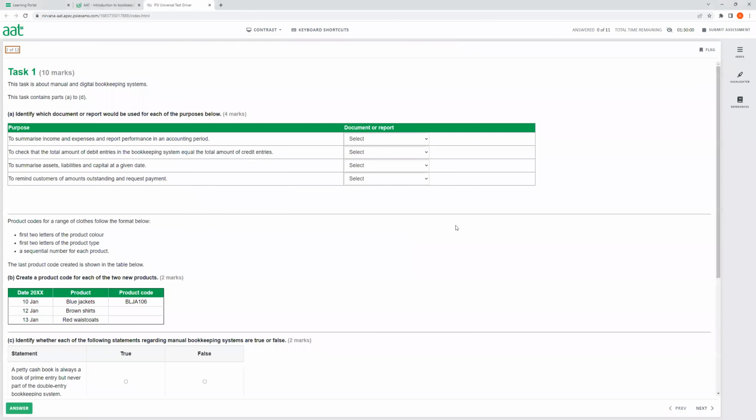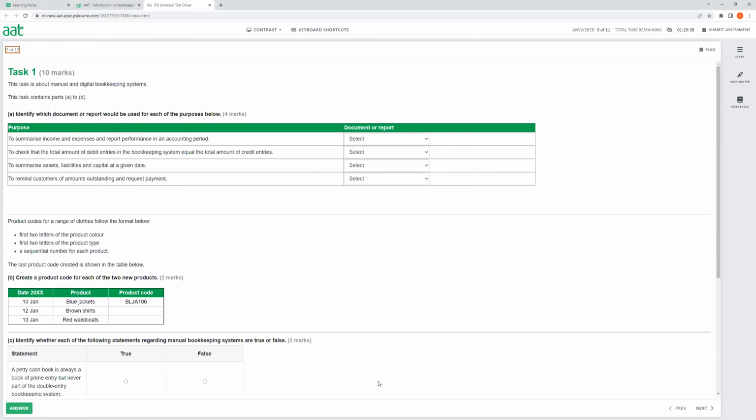question. The first question we have here is for 10 marks. This task is about manual and digital bookkeeping systems. This task contains parts A to B. Identify which documents or reports would be used for each of the purposes below. To summarize income and expense and report performance in an accounting period.